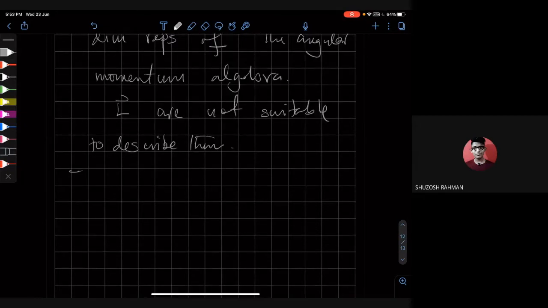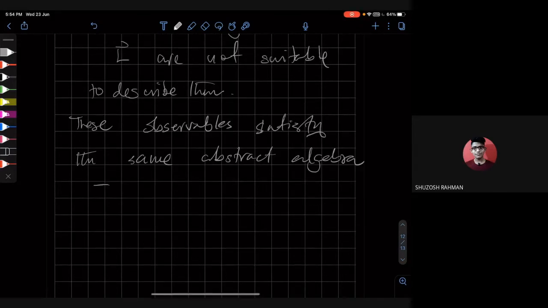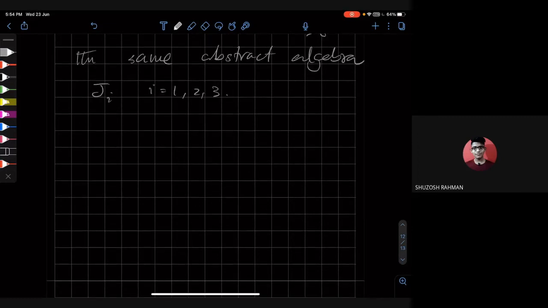However, these observables satisfy the same abstract algebra, although their structure is not the same as L. So we write them as, say, J_i, i = 1, 2, 3 in general, and they satisfy the algebra that the commutator of J_i and J_j is i h bar epsilon_ijk J_k.